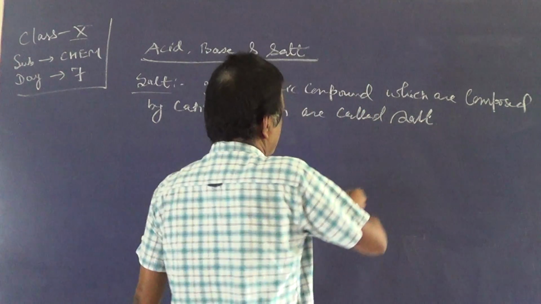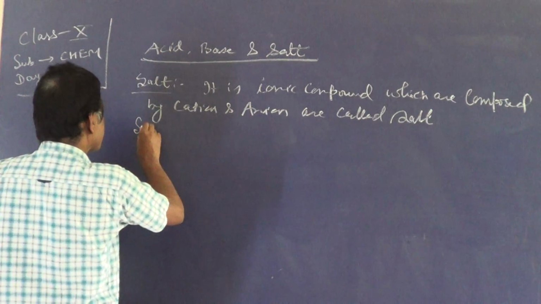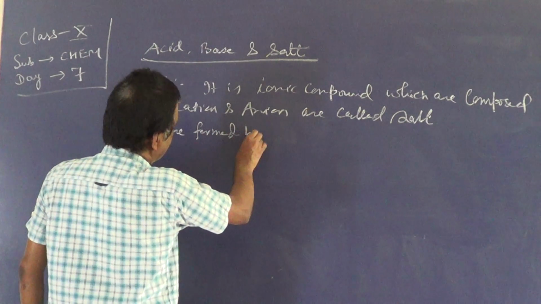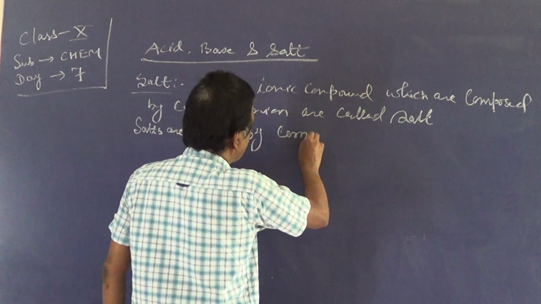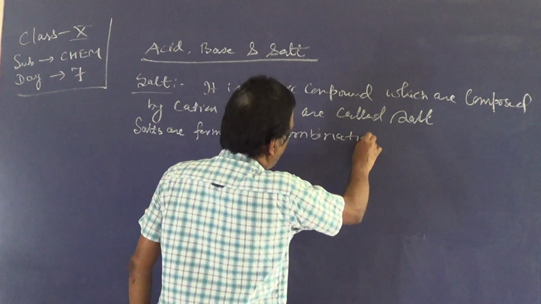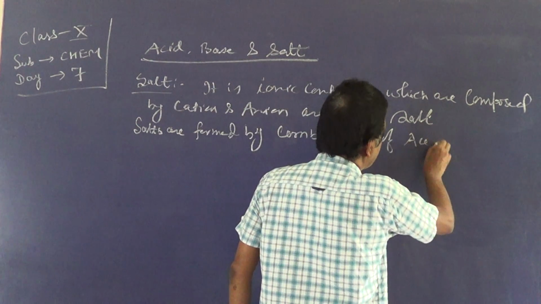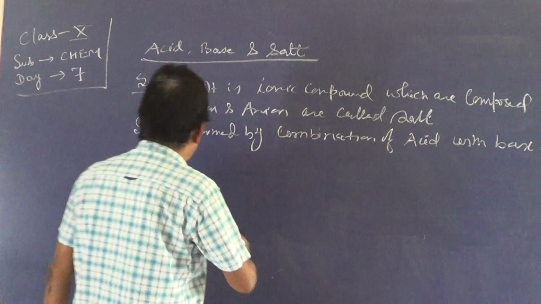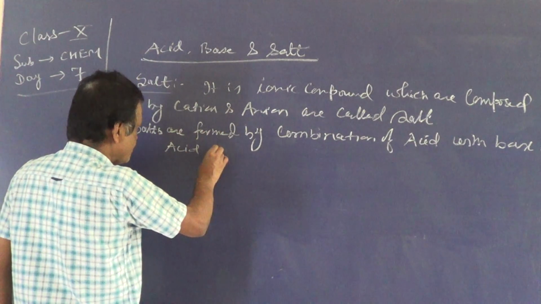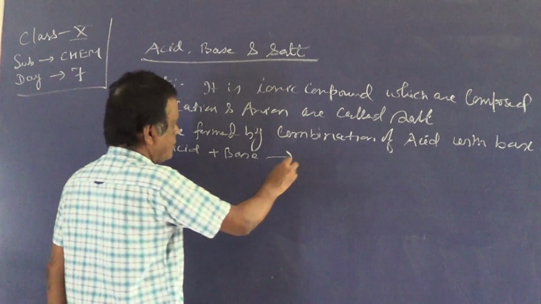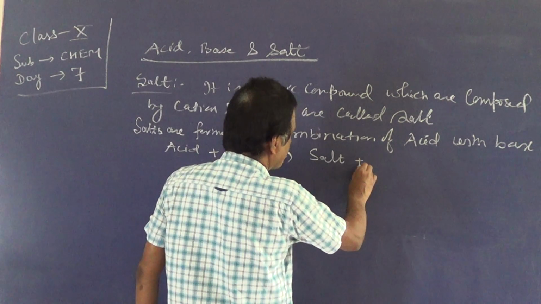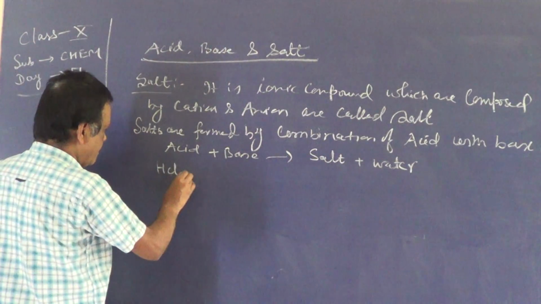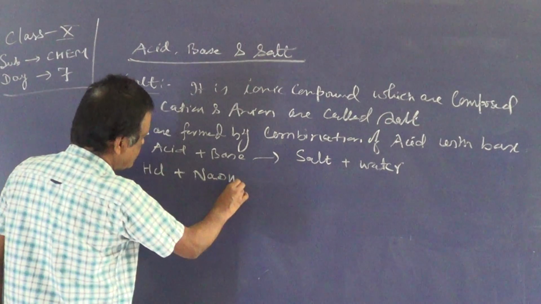Okay. Salts are formed by the combination of acid with base. Acid plus base gives salt and water. Suppose the acid is HCl and the base is NaOH, sodium hydroxide.